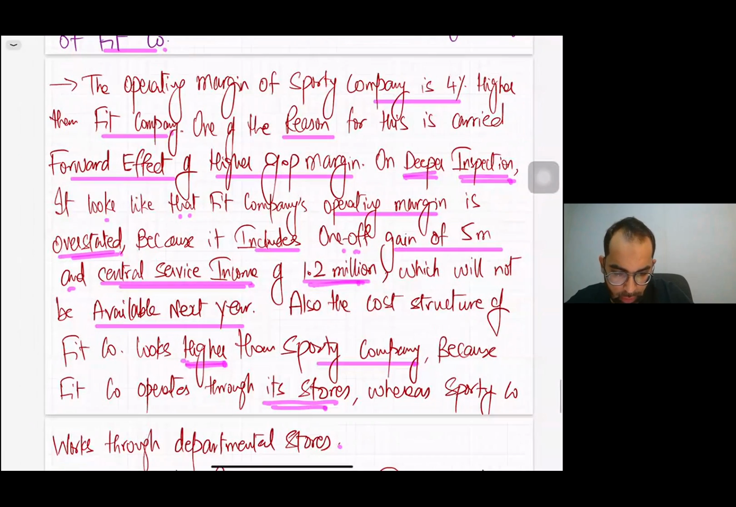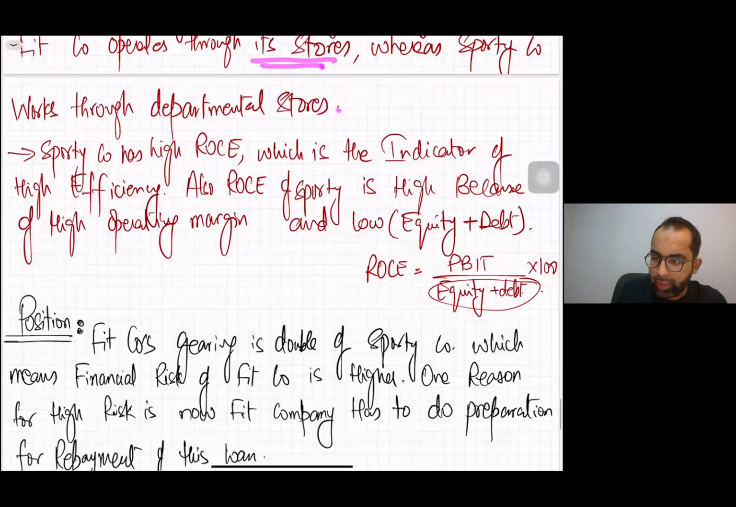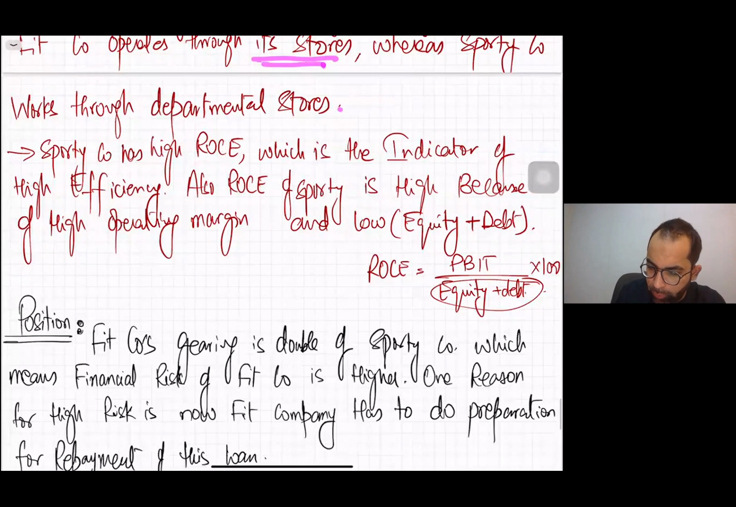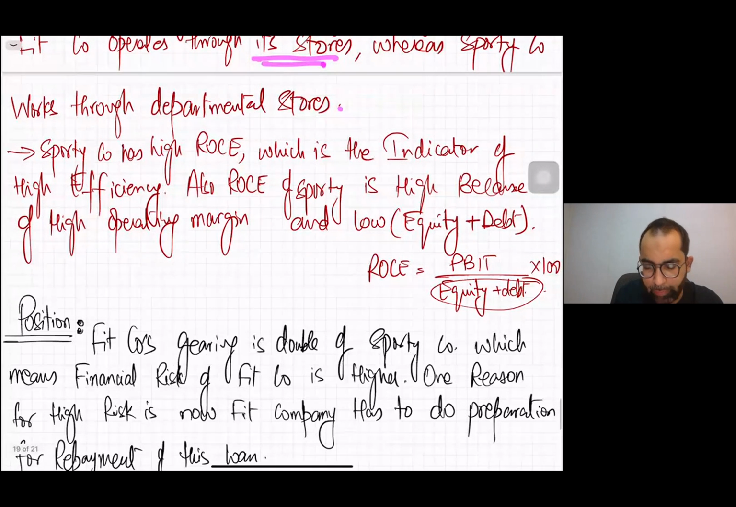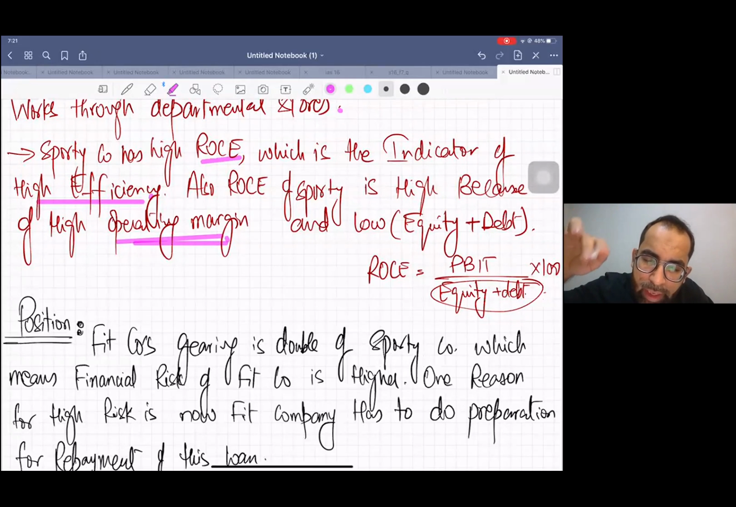Okay, now a little bit of discussion on ROS. Sporty company has high ROS, which is the indicator of high efficiency. I told you, ROS indicates the efficiency. Now, ROS of Sporty is high because of high operating margin. I told you ROS is the product of operating margin and asset turnover. So as Sporty has higher operating margin, that's one of the reasons of high return on capital employed.